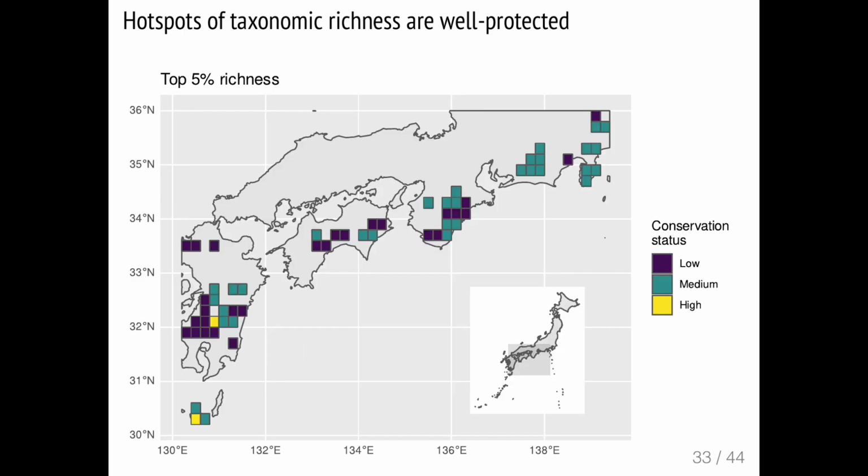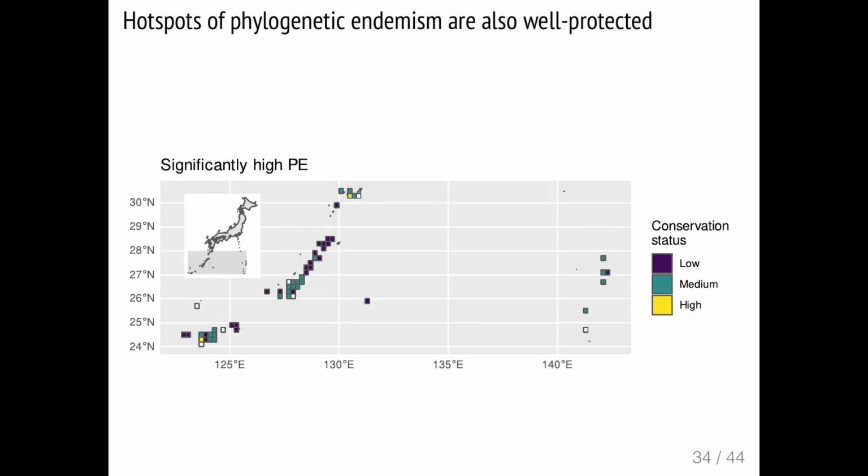So here I'm showing hotspots of species richness, that is, the sites with the top 5% of species richness. They're all located in central Japan, and as you can see, all of the sites have at least some level of protection, including a few with the highest level, so that's good news. Now turning to endemism, these are the sites that have significant PE compared to the null distribution, and they're all located in the southern oceanic islands. There are a few sites that are not protected, but overall, again, the protection level is quite good.